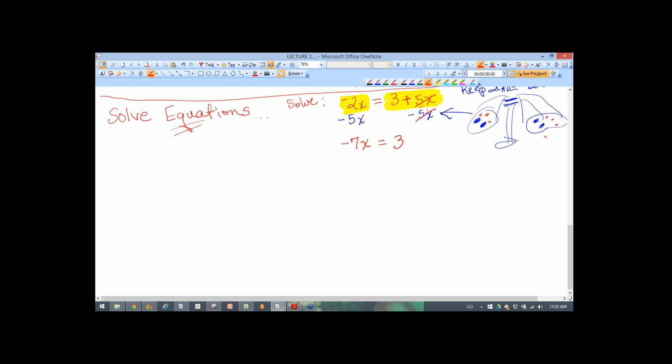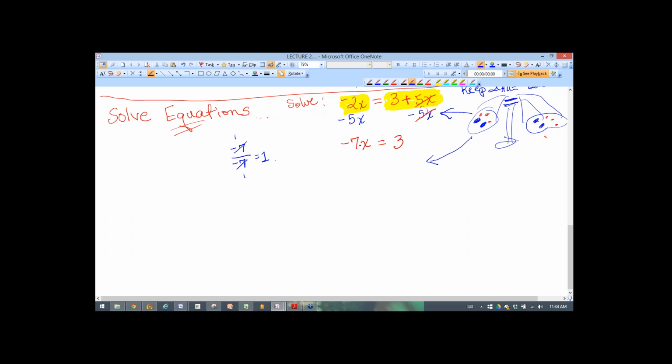Now remember to keep the scales balanced every step you go. Every time we're trying to move stuff around on each side, that's what I'm doing here in between the lines. Now I have negative 7 multiplied times x. What undoes multiplication? Also, you can think of this: negative 7 over itself, these guys would cancel to 1, right? Really, we want 1x. We just want x.